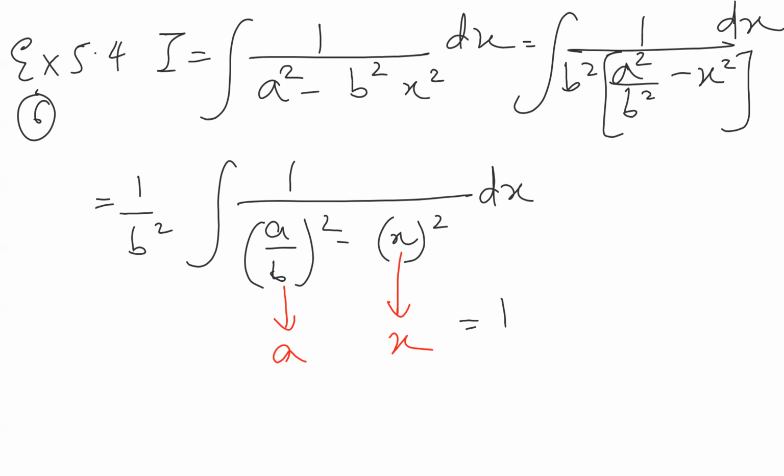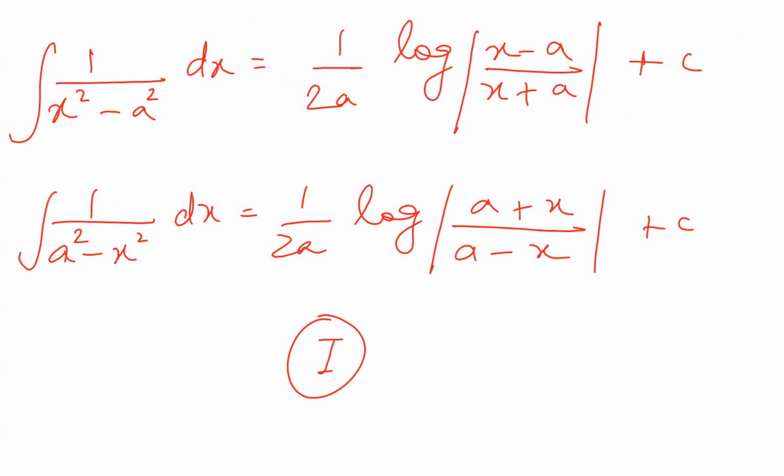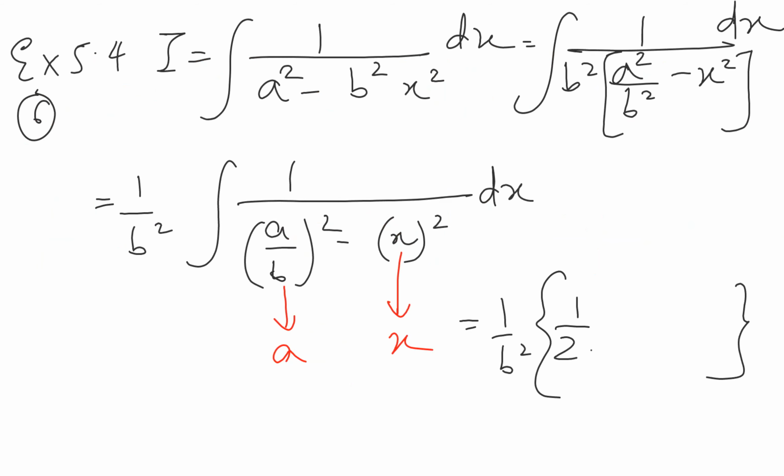So this is equal to 1 upon b square. Let's write down the formula. It is 1 upon a square minus x square. I'll show you the formula. It's the second formula over here: 1 upon 2a log modulus a plus x upon a minus x, plus c.